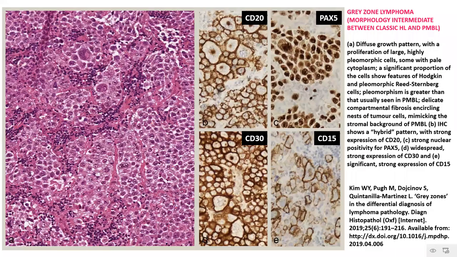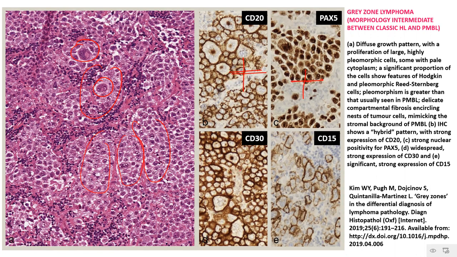So in this particular case, you see that this is a gray zone lymphoma again, which gives you the compartmentalized kind of appearance that you see in the case of primary mediastinal B cell lymphoma. But some of these cells do look a bit like classic Hodgkin Reed-Sternberg cells. And when you do immunophenotyping, you see that the cells are positive for two B cell markers, right? You have a positivity for CD20 as well as strong positive expression for PAX5.